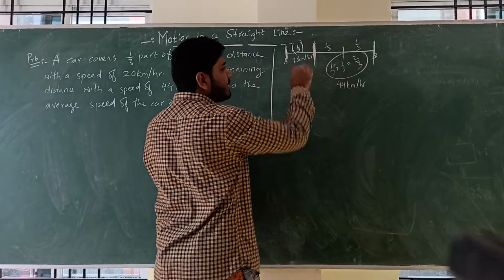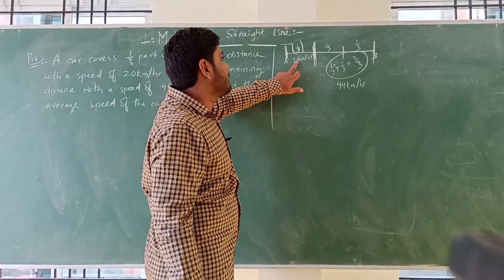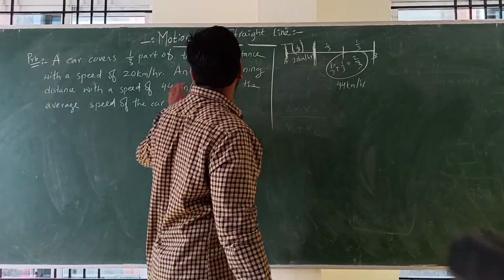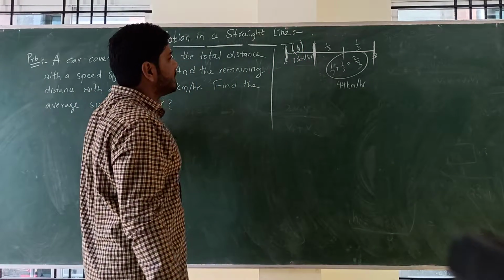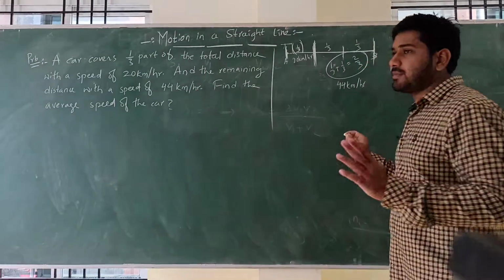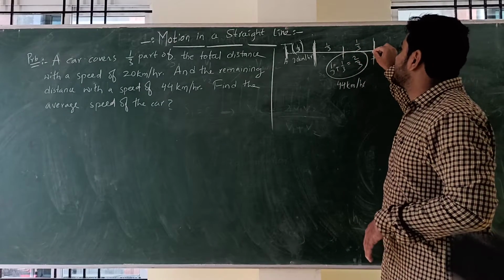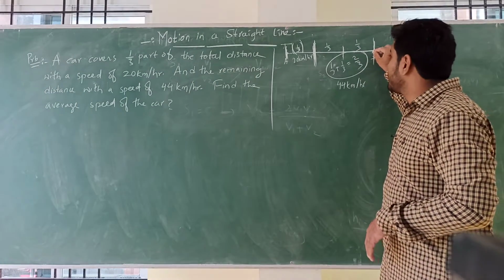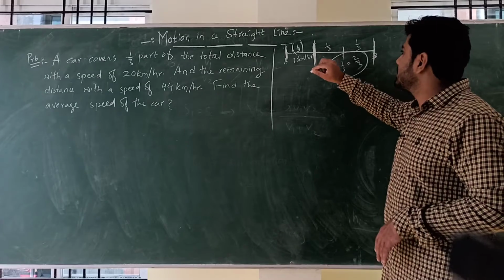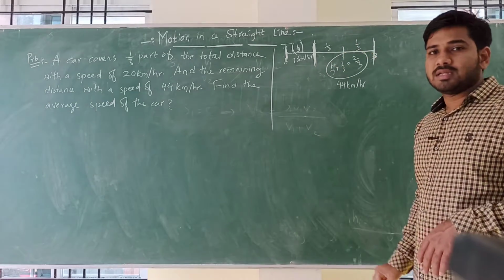One part out of 3 is traveled with a speed of 20 km/h. Now the remaining distance is with a speed of 44 km/h. We know this is 1 by 3, and this is again 1 by 3. So finally 1 by 3 plus 1 by 3 is nothing but 2 by 3.